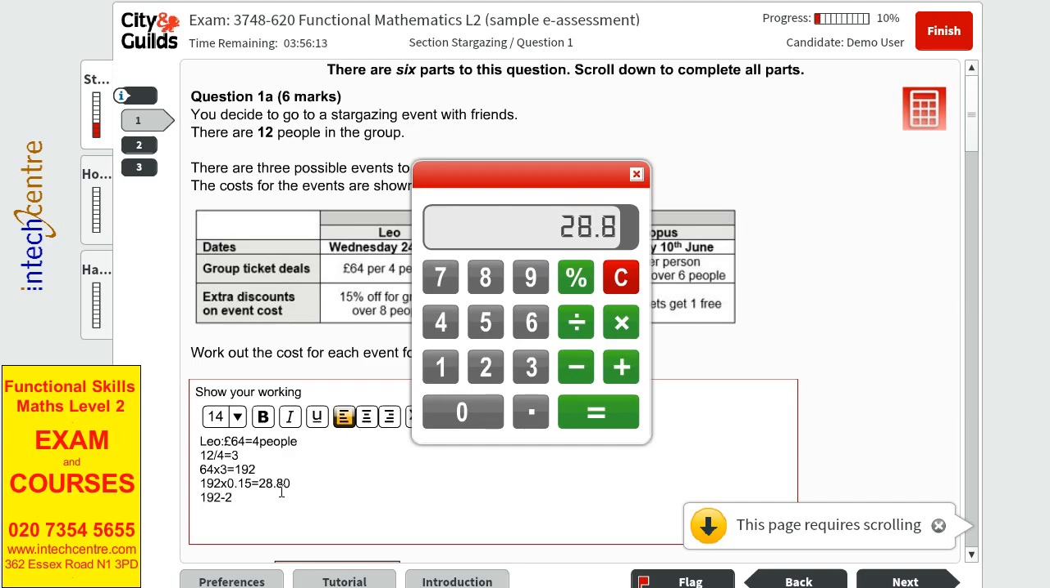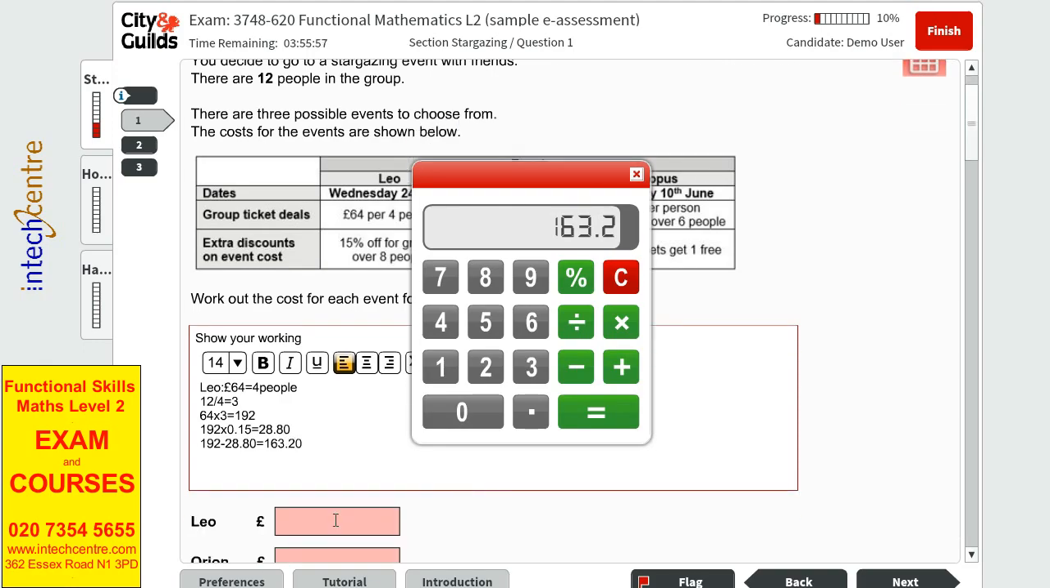192 minus 28.80. And let's see how much that will give us. The answer is £163.20. We can put this answer down here. Make sure in numbers that you don't put 163.2. Make sure you write 163.20, because we are dealing with money.